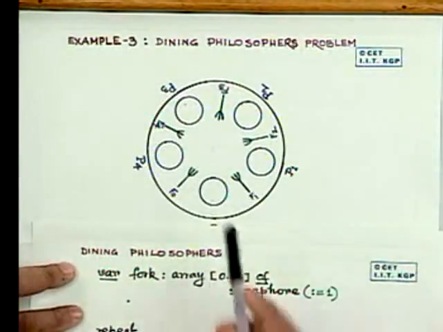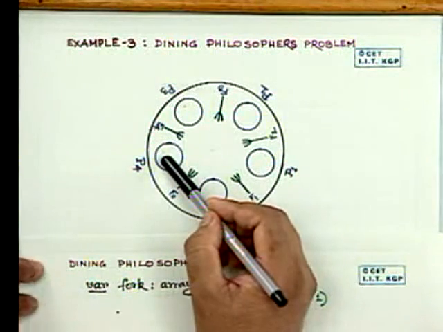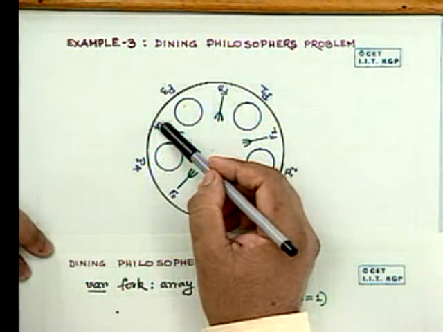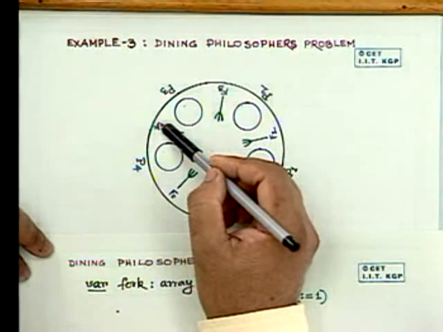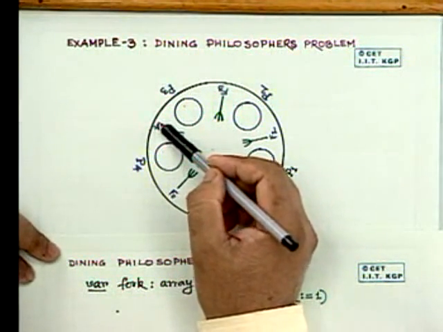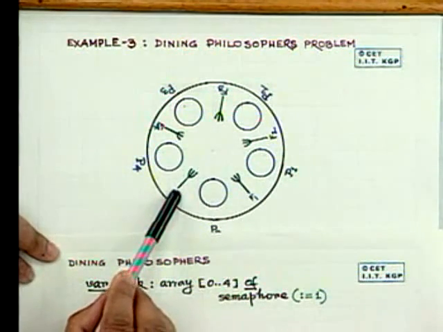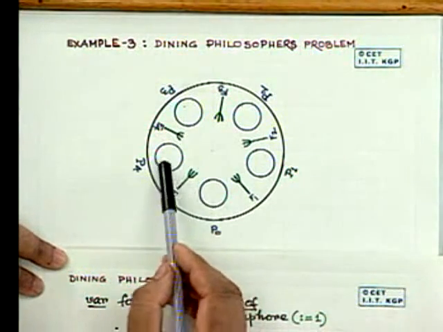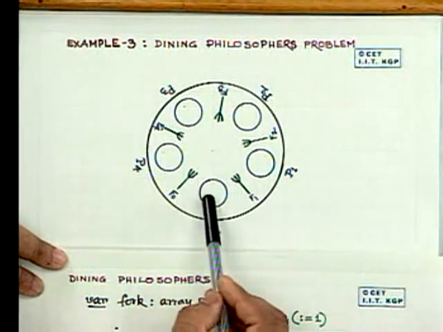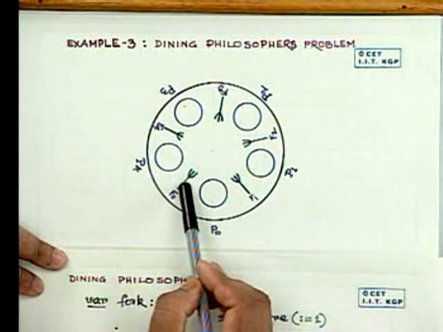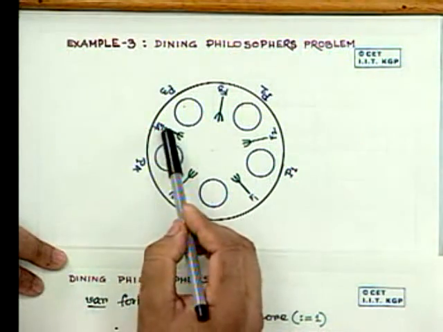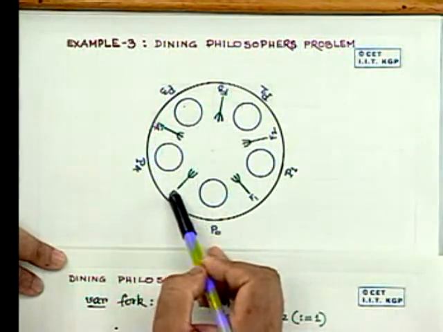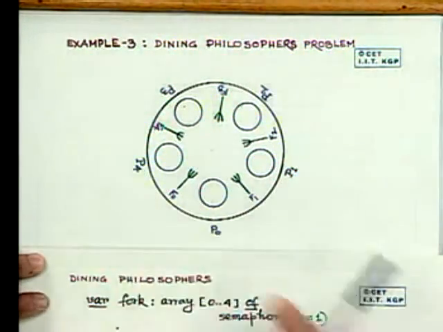For example, say this philosopher. The philosopher will try to pick up this fork. If it finds that this fork is occupied, then he has to wait. When he can grab this fork, then he will try to pick up this fork. And if that fork is occupied or taken over by P0, then this philosopher has to wait. Once P0 releases it, then P4 can get this fork. Now, P4 has both the forks F4 and F0, and therefore the philosopher P4 can start eating.